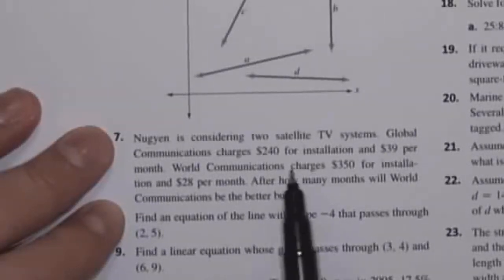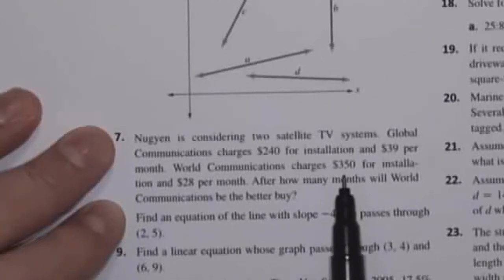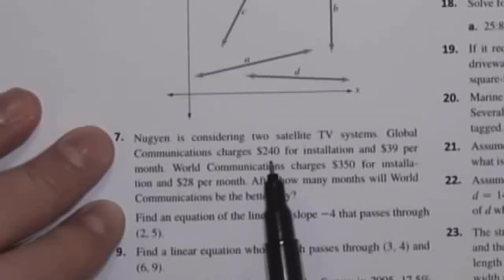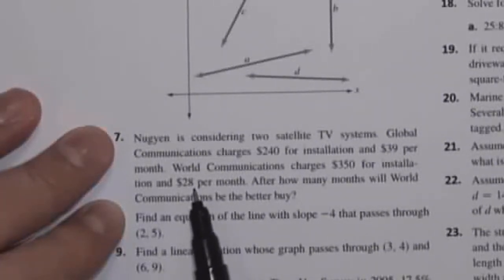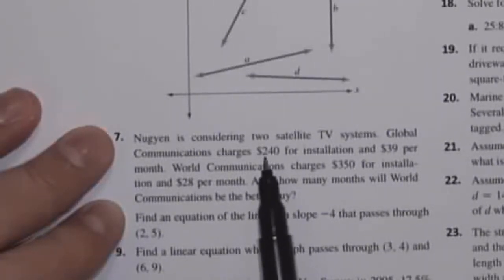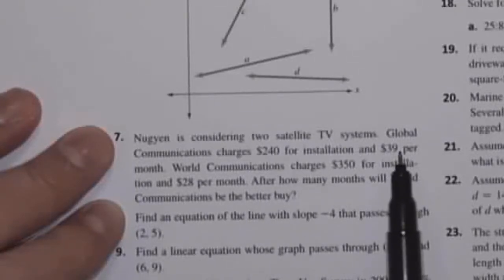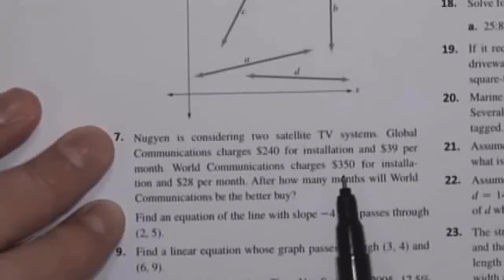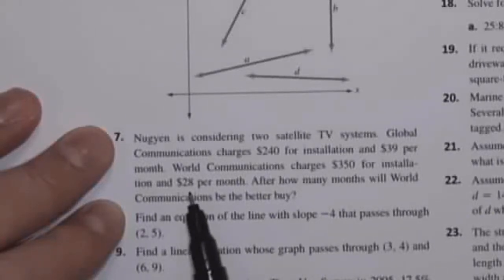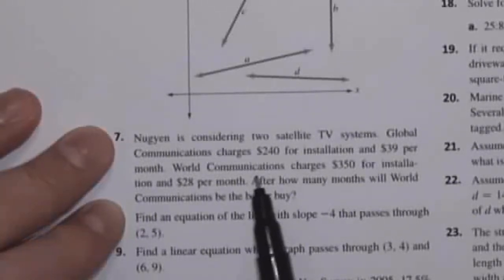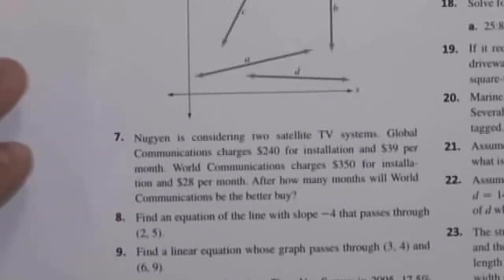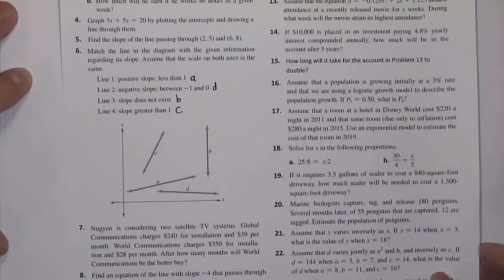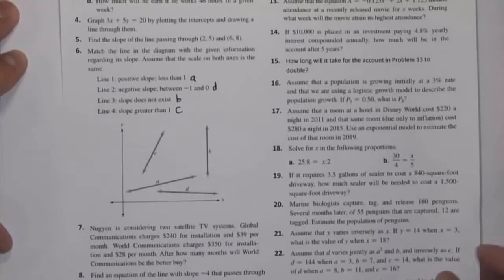We can see here that the installation charge for World Communications is higher than the installation charge for Global, but Global charges more a month than World Communications does. So at first, Global is going to be cheaper, but after a while, because of the lower cost per month, World Communications will be cheaper. So we're going to begin by modeling the costs for each of these depending on the number of months.